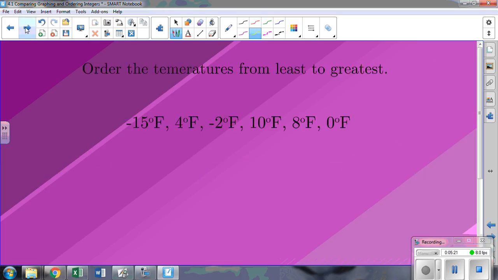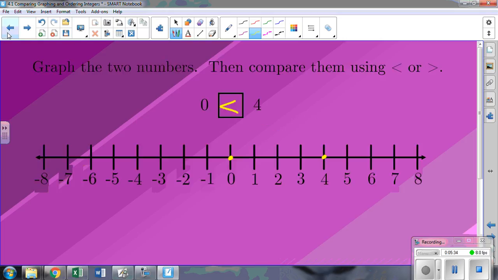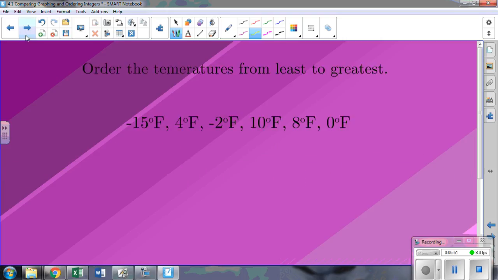Now, when we want to put numbers in order, we need to keep in mind that the negatives are always to the left. And not only that, but the farther left you go, the smaller the numbers get. The farther right you go, on the positive side, the bigger the numbers get. You can graph on a number line to help you arrange, or you can just do it in your head. It's been my experience, most students prefer to do it in their head.